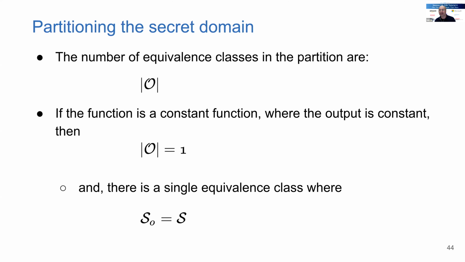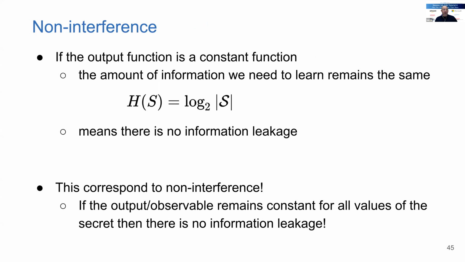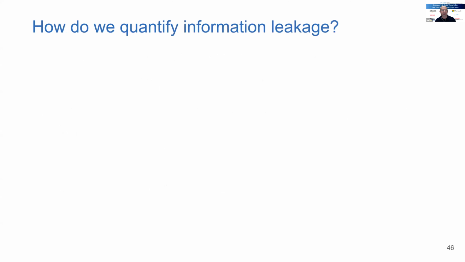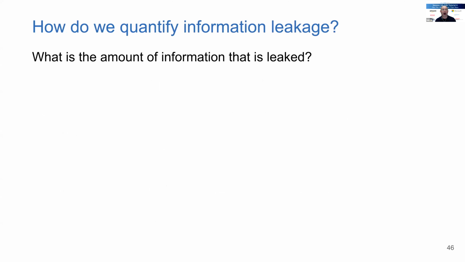And this is exactly what non-interference is. So it's a way of looking at non-interference. You don't gain any information about the secret. So the uncertainty about the secret remains the same if the output is constant, and this corresponds to non-interference, no information leakage. But that's typically not the case. So now, how can we define how much information is leaked?